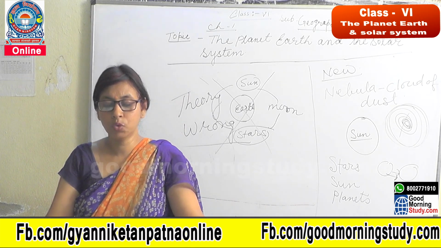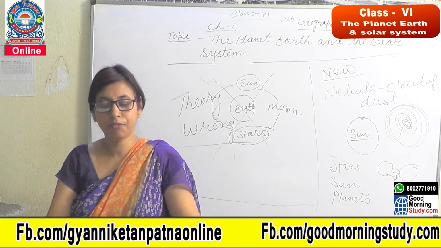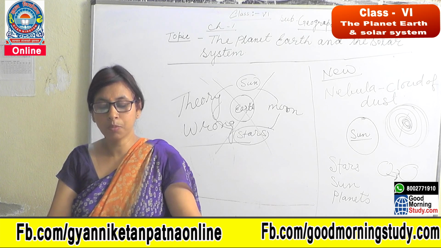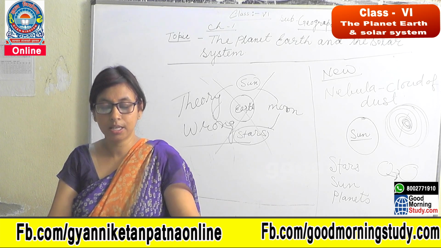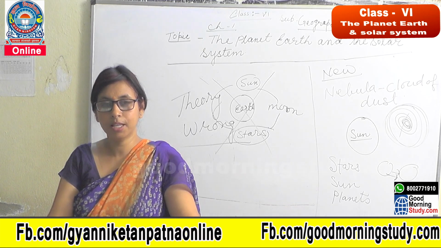There are many stars which are bigger than the sun. Since these bigger stars are far away from the earth, they appear smaller than the sun. The sun is nearer to our earth and hence appears bigger than the others.